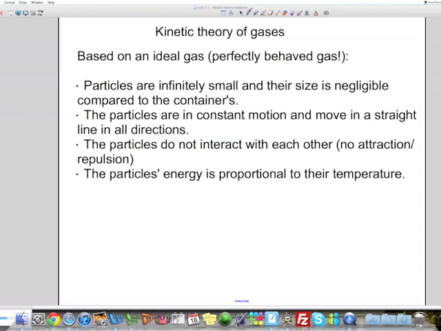The point that really changes for an ideal gas is this one here: the particles do not interact with each other, as opposed to a real gas. Of course, with a real gas there would be some kind of attraction or repulsion that would interfere with some of their properties.